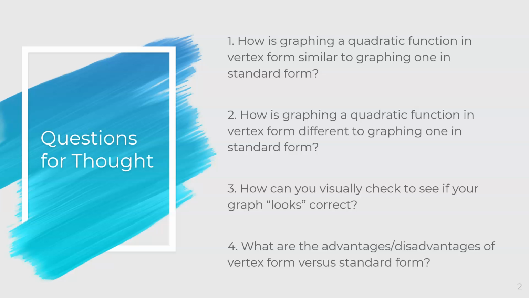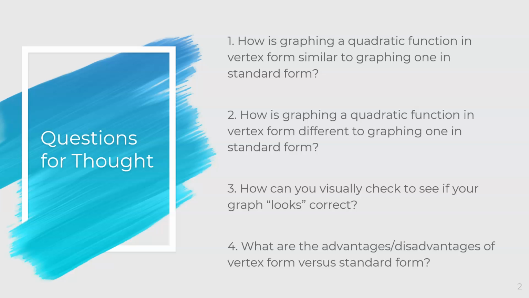Number 3 says, how can you visually check? That's been the same from the beginning. That's based on the A value. Remember, if A is positive, it should be opened up. If it's negative, it's opened down, and we should also be able to tell if it should be wider or more narrow. And the disadvantages and advantages, again, are just what's based on those similarities and differences.